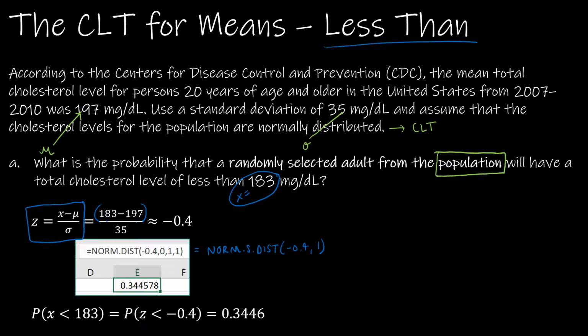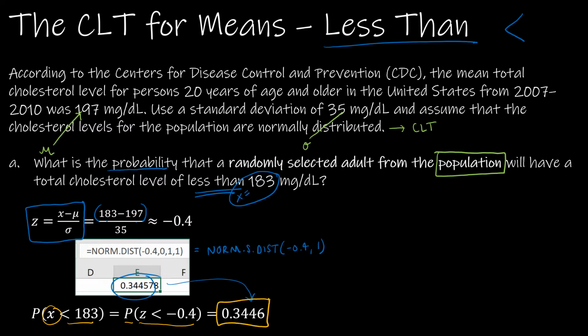Again, we're going less than 183, which means the area to the left. And we know that Excel always calculates the area to the left. So that value is the probability. So it says, what's the probability? And again, we've done this a lot, so hopefully this is all coming back to you. But essentially what we're saying is that the probability that the value we find is less than 183 is the same as the probability that the z-score is less than negative 0.4, and we use Excel to calculate that value.